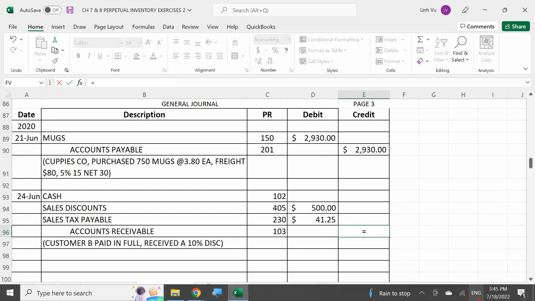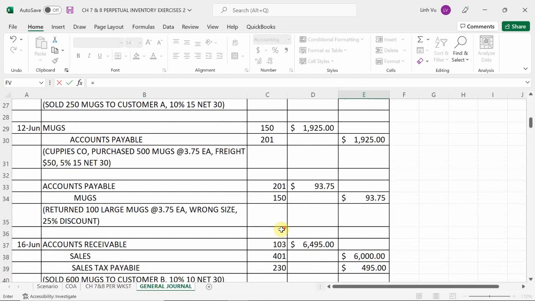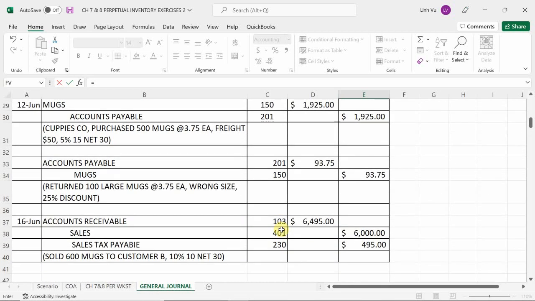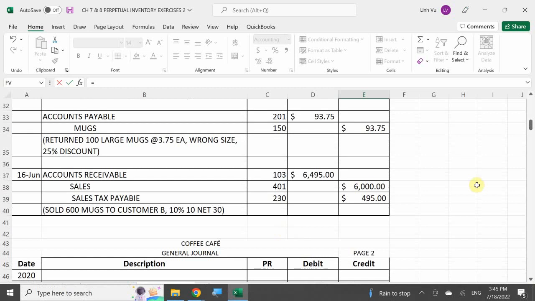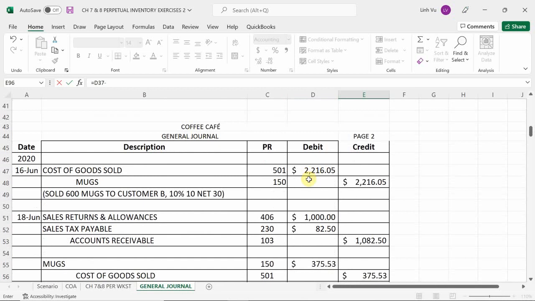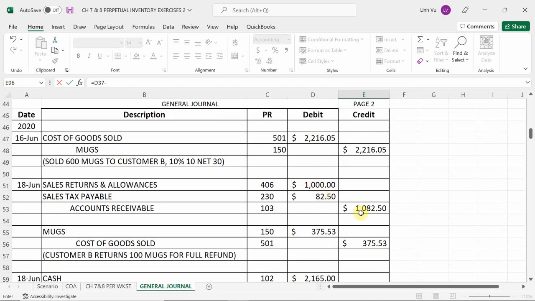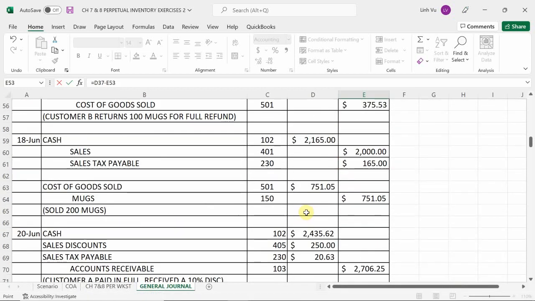So in this case, let's go back. If we originally charged customer B a grand total of 6,495, but we ended up giving them a refund for $1,082.50, how much does customer B actually owe me?